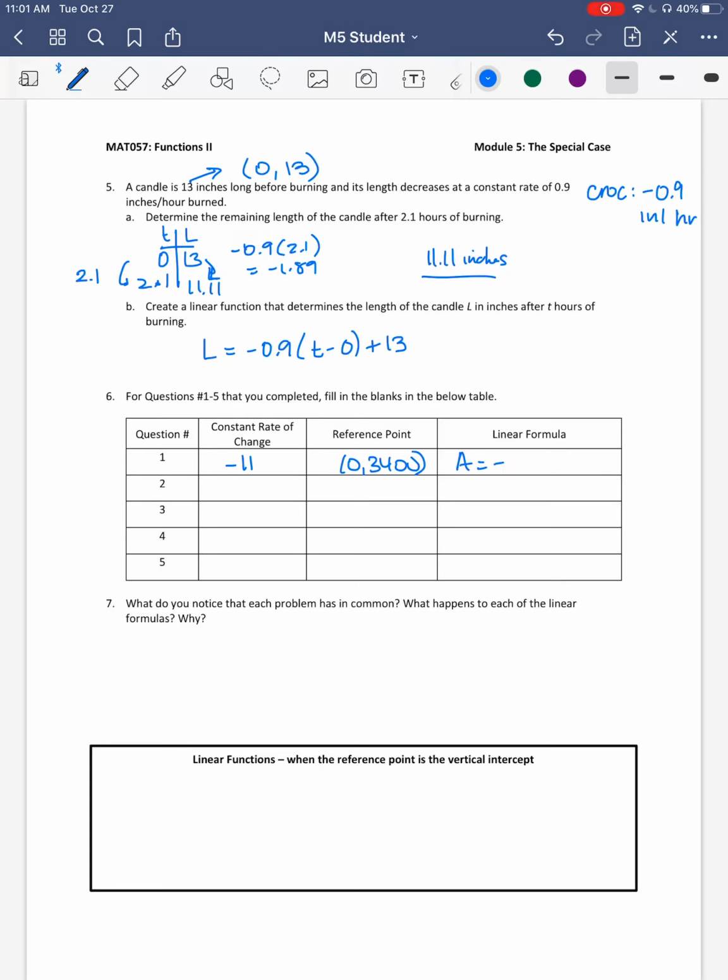So it was A equals negative 11, T minus 0 plus 3,400. My crock on the second one was negative 250, 0, 8,000. We did A equals negative 250, M minus 0 plus 8,000. Sorry, didn't make my table big enough apparently. My third one is 11.8. And it was Y equals.